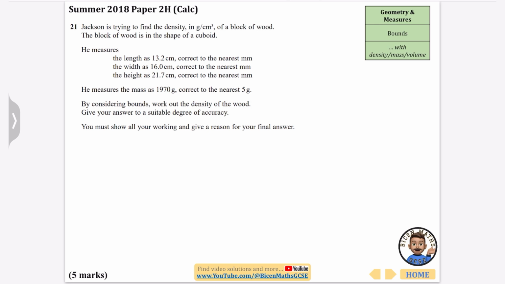You must show all your working and give a reason for your final answer. Because they want it to be a suitable degree of accuracy, we're going to have to do the density upper and the density lower. So I think what we're going to do to begin with is remind ourselves that our formula for density, from our mass density volume triangle, is that density is the mass divided by the volume.